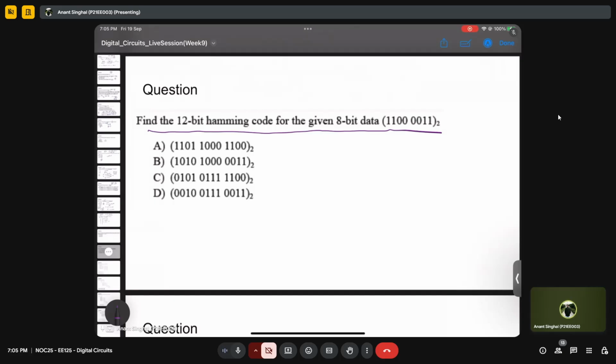So I'm assuming you all are not aware of Hamming code. I don't know. So let me do it by myself then. Since this is a 12-bit Hamming code, we have 12 bits: 1, 2, 3, 4, 5, 6.